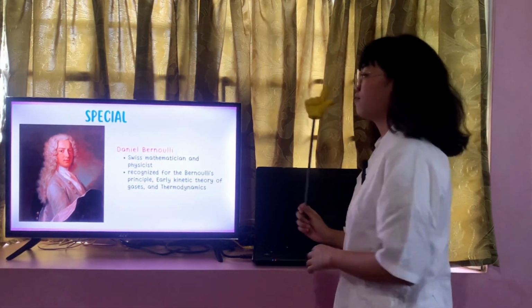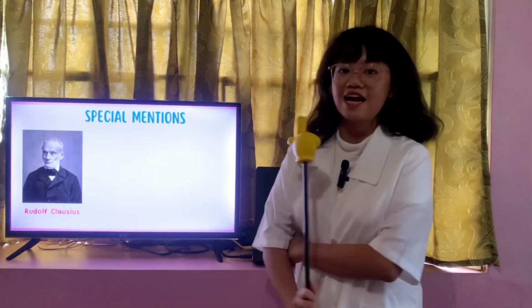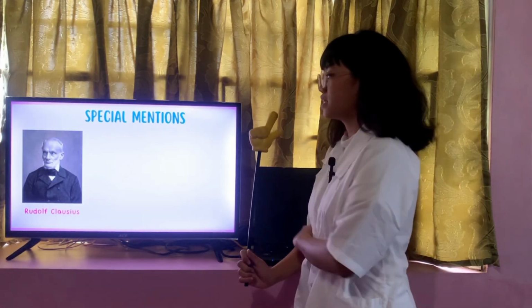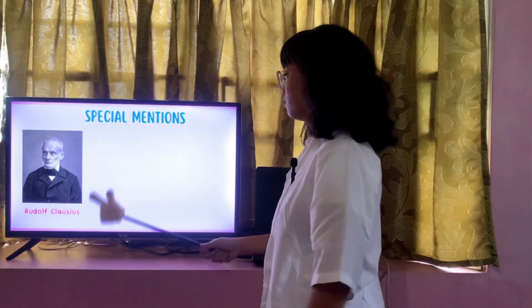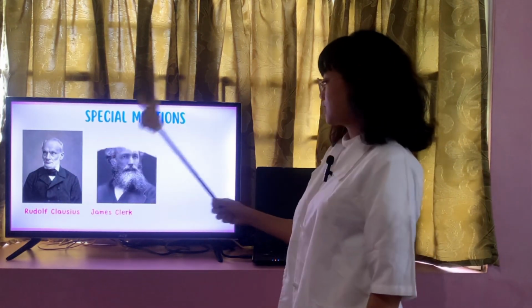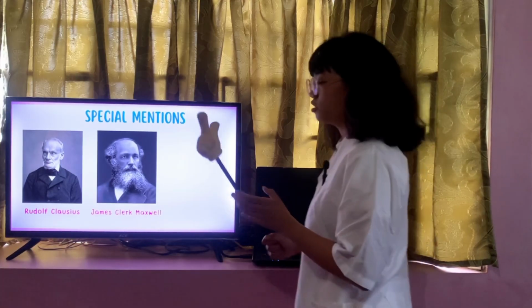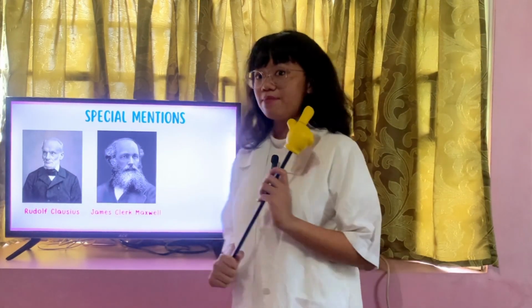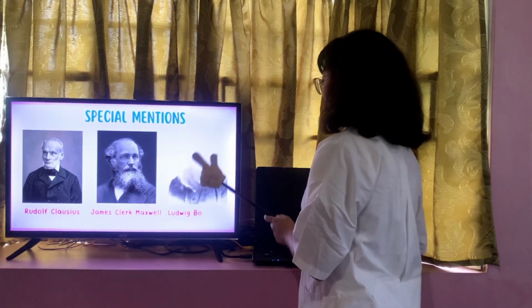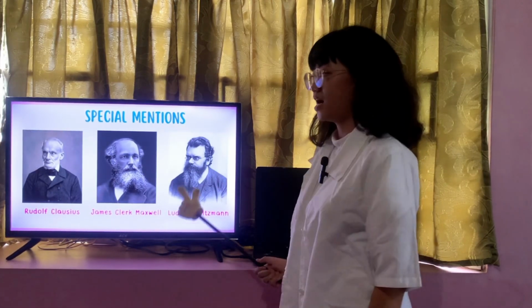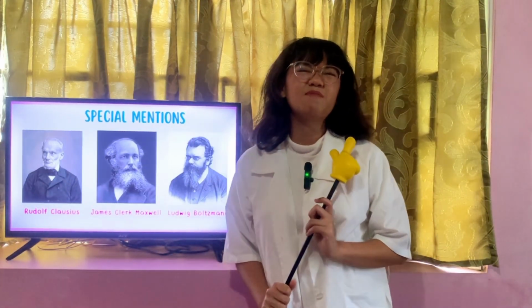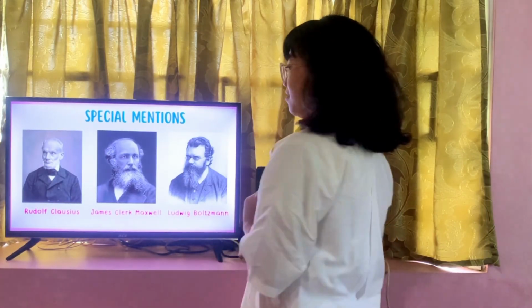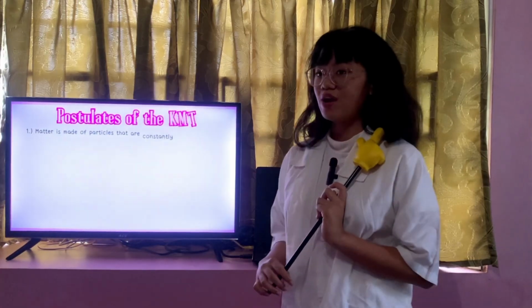Now, aside from our very special guest, allow me to cite some special mentions of the significant names in the kinetic molecular theory. First, we have Rudolf Clausius, who was behind the discovery of the mean free path. Next, you have James Clerk Maxwell, who made contributions in terms of electricity and magnetism, and Ludwig Boltzmann, the man behind the Boltzmann equation. But we're not going to discuss these three further because they're for grown-ups. And this is not a grown-ups video, so let us get into more information that we have.